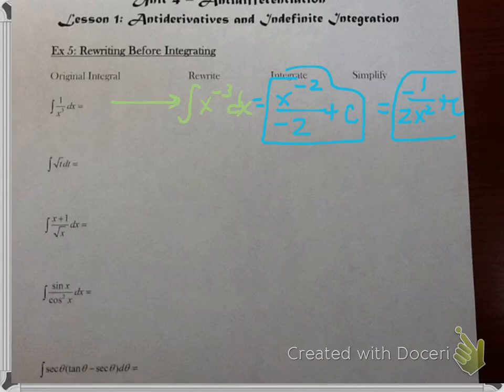So let's talk about the rewriting process again. Second one. How about we rewrite this as the integral of t to the 1/2? Again, allowing me to use the power rule. And I'll finish this one up as well for you. So we should get t to the 3/2 over 3/2 plus c. If we simplify that, that's basically just 2/3 t to the 3/2 plus c.